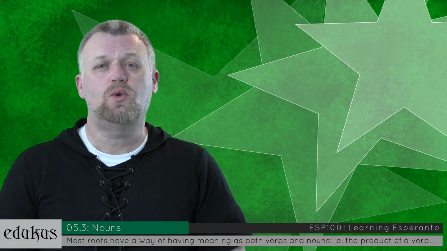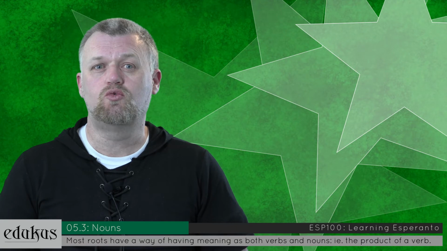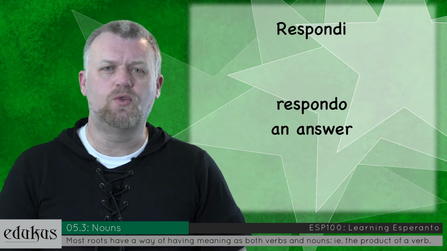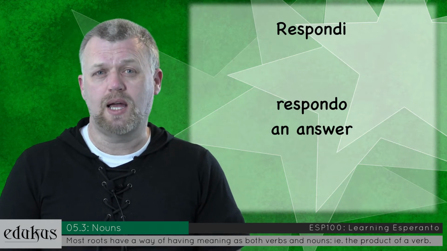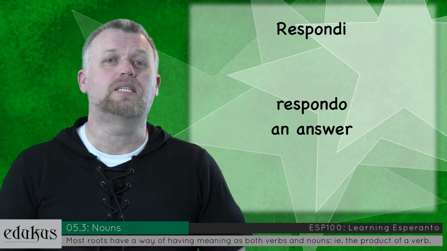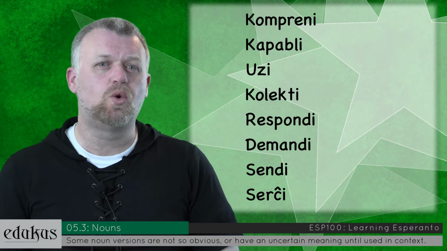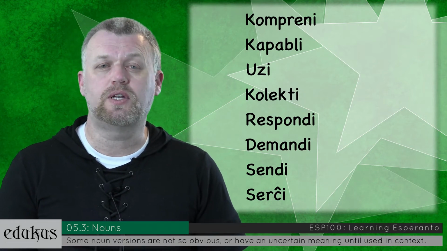To start off with, here are a few root words that we just looked at, which demonstrate the flexibility of Esperanto root words. We saw respond in its infinitive form, respondi. But if we instead add the o noun suffix instead of the I, we get respondo, an answer. Take a look at these infinitives and see which ones could also represent nouns if we switch the I suffix to o.